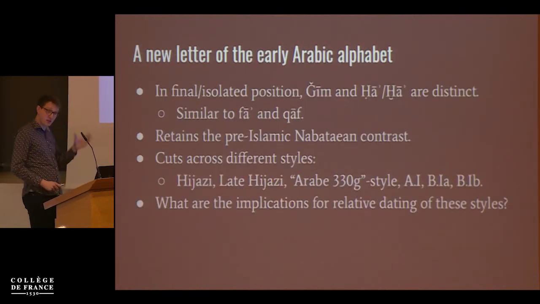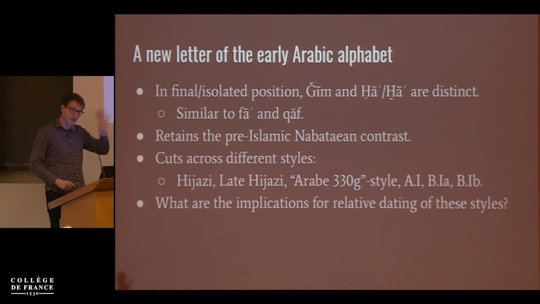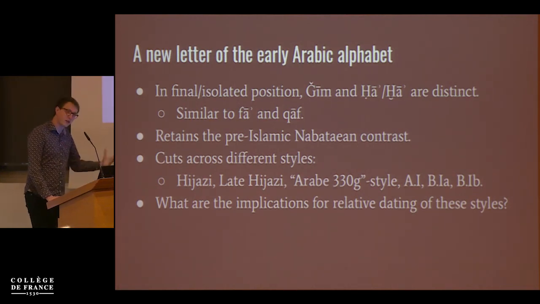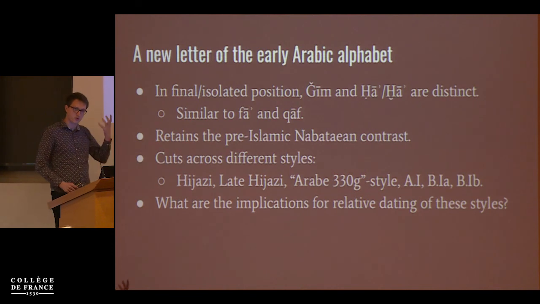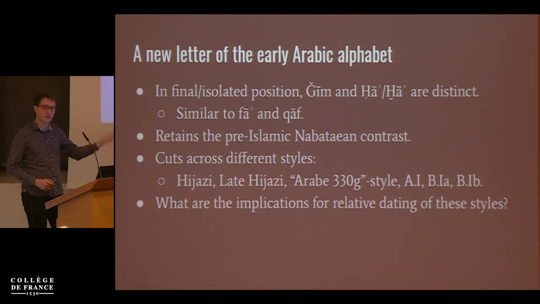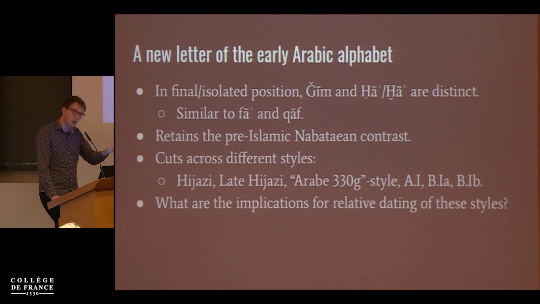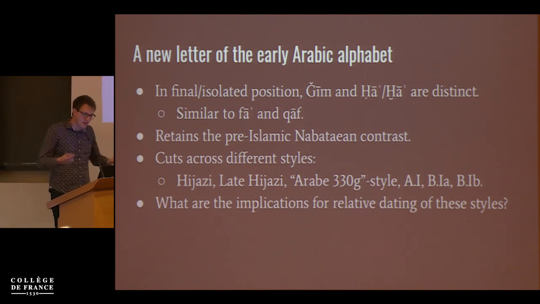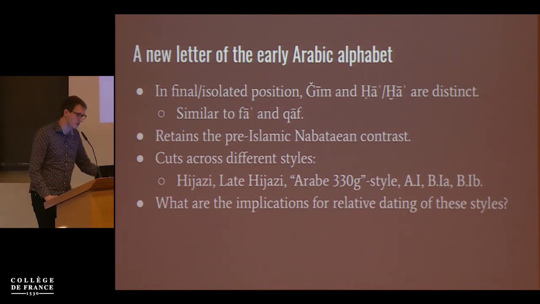So in final isolated position, the Jim and Ha versus Ha, so Ha are merged, were never distinct to begin with, but are distinct from the Jim. And only in final and isolated position. This is typical, and this should ring some bells, because this is what we see with the Fa and the Qaf as well, of course. They merge in medial position, but in final position they stay distinct. Same with, say, the final Ba, the Nun, and the Ya, which in medial position eventually merge, but in final position are distinct. So it's not at all surprising that this kind of distinction would be retained in final position, and in medial position would stay different.